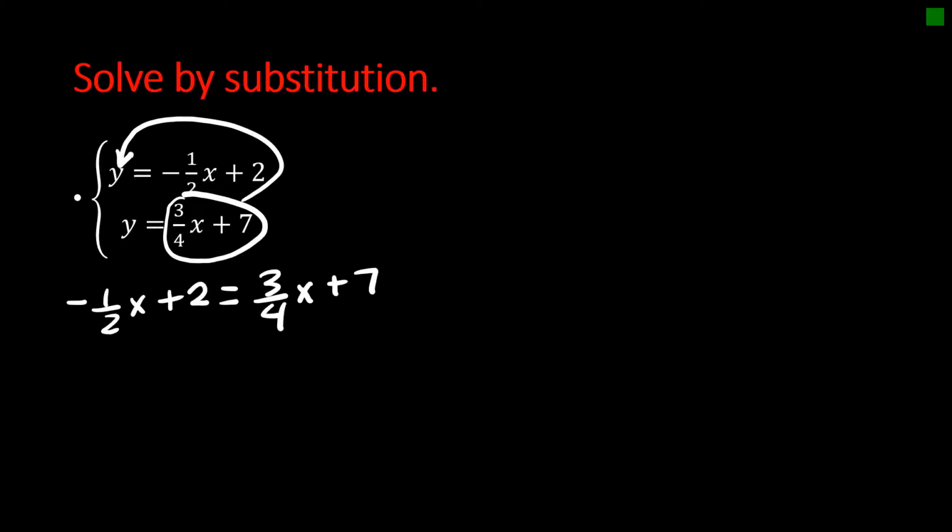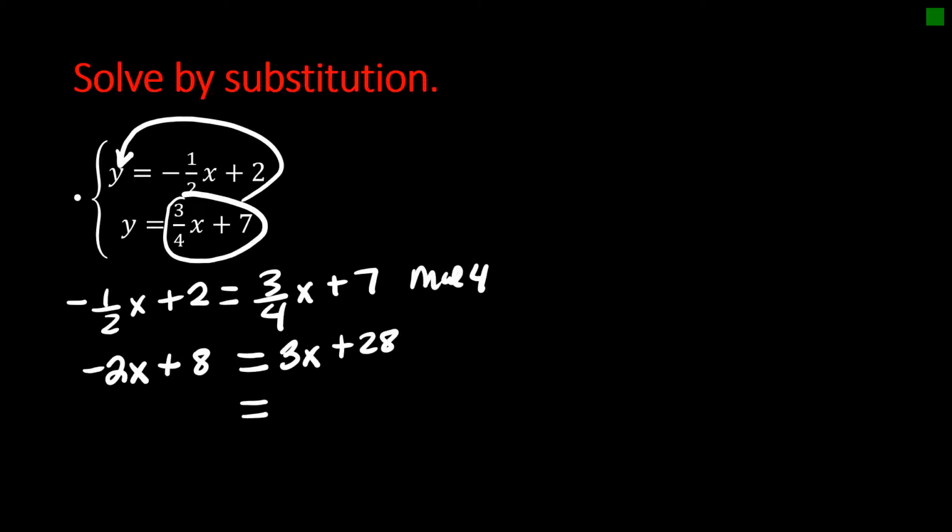If I look at this denominator of 2 and the denominator of 4, the least common multiple is 4. So I'm going to multiply every term by 4. So 4 times negative 1/2 x is negative 2x. 4 times 2 is 8. 4 times 3/4 is 3, bring down my x. And 4 times 7 is 28. So if I take my negative 2x over and add it, I have 5x. If I bring my 28 over, it becomes negative. I have negative 28 plus 8, which is negative 20. So x here is going to be negative 4.